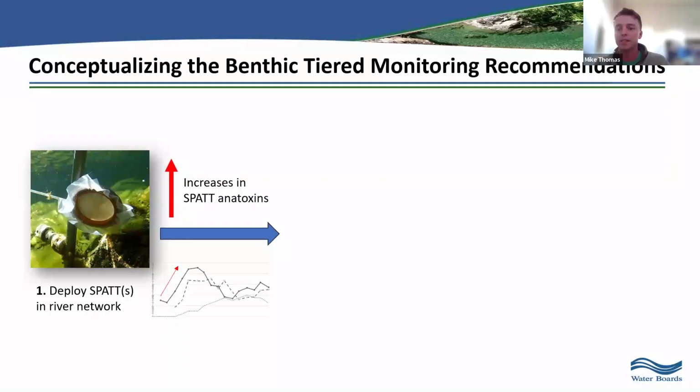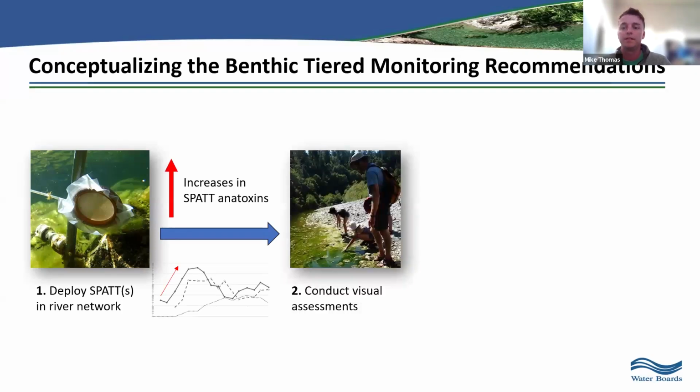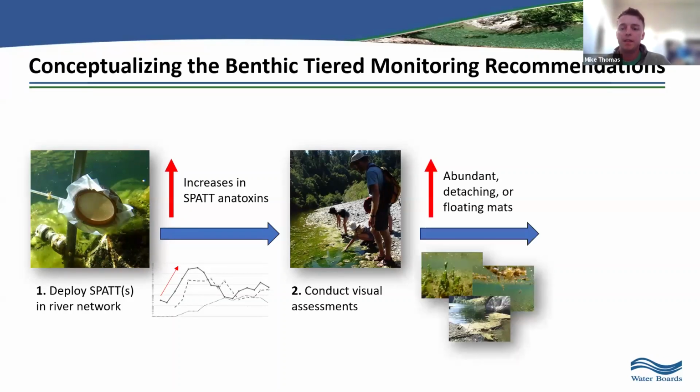Once you start to see increases in anatoxins in your SPATs, the second step would be getting eyes out there to visually assess whether any benthic blooms are present. If you observe blooms and increased deliverability, then you would collect your benthic mat sample to confirm that the bloom is in fact toxic.